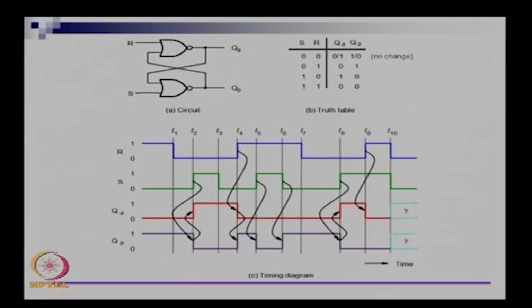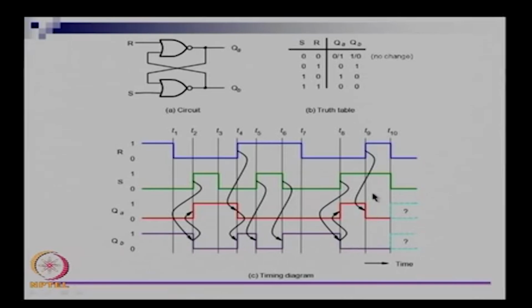But that itself is not the problem. If both of them go simultaneously to 1, let us say both these gates have the same amount of delay, that is the amount of time that a change in input takes to propagate to the output, then QA and QB both would have turned to 1 at this time point. If both of them turn to 1, now QA is a 1 and S is 0, so QB will try to change to 0. Similarly, QB is a 1, R is 0, so QA will try to change to 0. So QA and QB both will again try to go to 0.